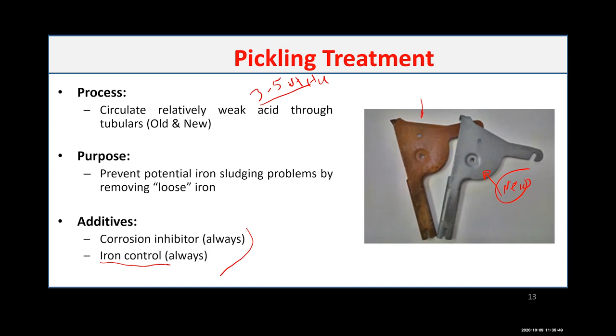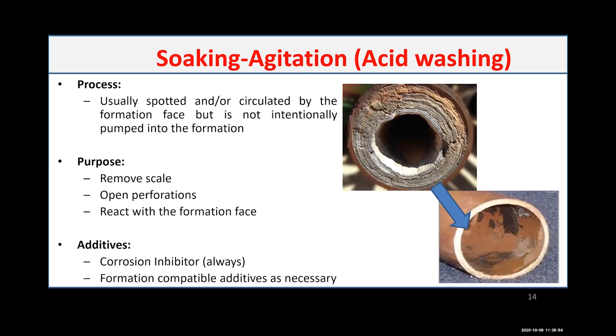A second treatment has a different name. Some people call it soaking, some people call it agitating, some people call it acid washing. And the process here is pretty simple. We like to put some acid inside the wellbore and we soak it for some time to remove any scale inside the tubing. And I'm not sure if you can see the picture or not. Can you see this one?